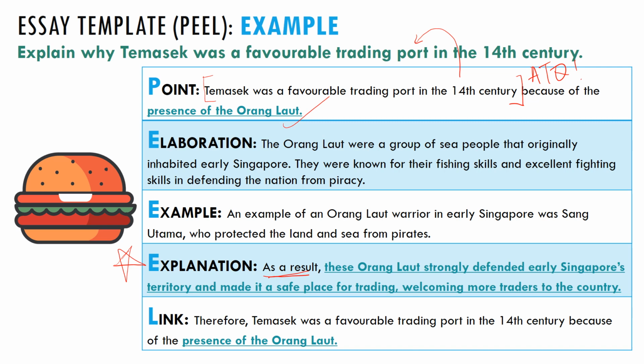I'm going further and thinking. I say that it is safe, they made it safe, therefore they welcome traders to the country. Okay, and therefore it is favorable. So it's just another step before I go straight to my link. Therefore, Temasek was a favorable trading port because of the presence of the orang laut.